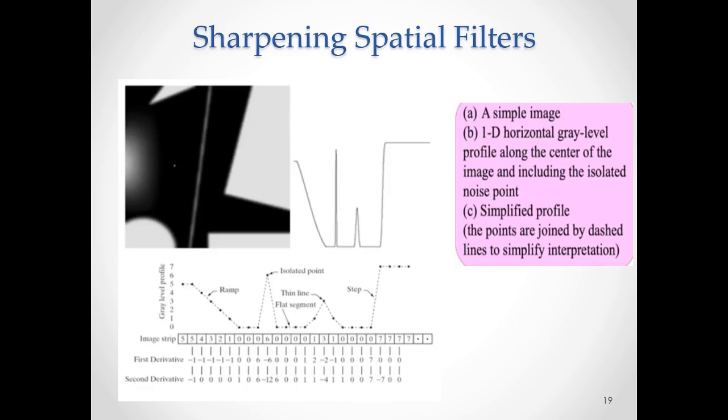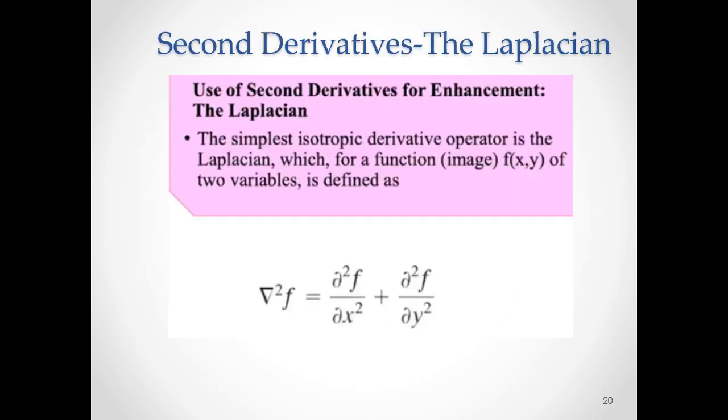Now, let us consider the properties of first order derivative and second order derivative, and let us trace these values from left to right. First, we note that the first order derivative is non-zero along the entire ramp. So, on this profile we have defined different shapes, which is ramp, which is isolated point or noise, flat lines are known as flat segment, and this is known as step. So, in the first order derivative along the ramp, it is non-zero, which satisfies the properties of first order derivative.